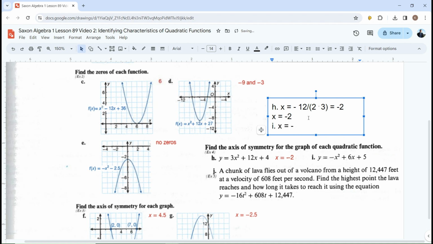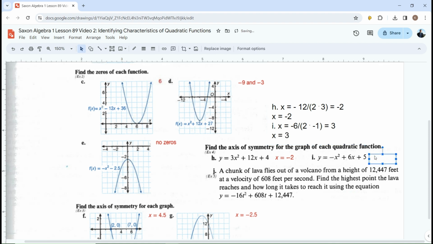And then for letter I, the axis of symmetry is going to be x equals negative b over 2a. Negative 6 over 2 times, and here we're multiplying by a, which is -1. Remember, there's an implied 1 there. So it's going to be -6 over 2 times -1. That's -6 over -2, which is just positive 3.